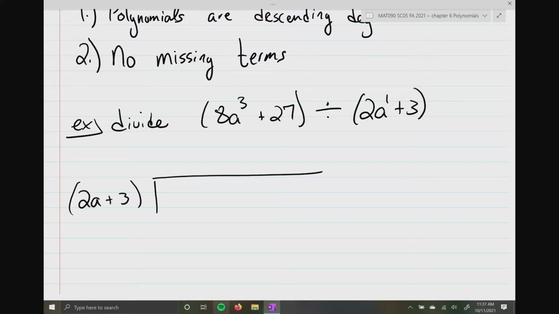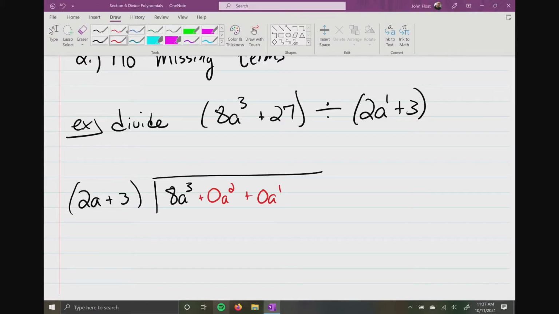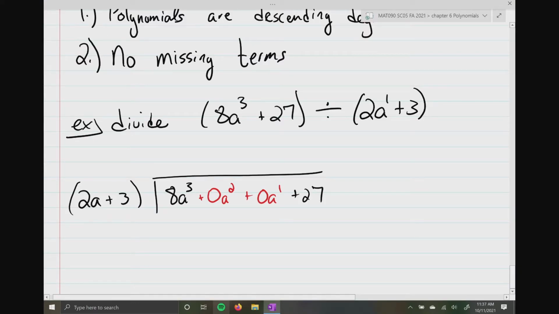However, in my dividend, I am missing terms. I am missing a squared and a to the first. So, before we can even divide, you have to write them in. Otherwise, you're going to get everything all mixed up, and you're going to get the problem wrong. Does that make sense?